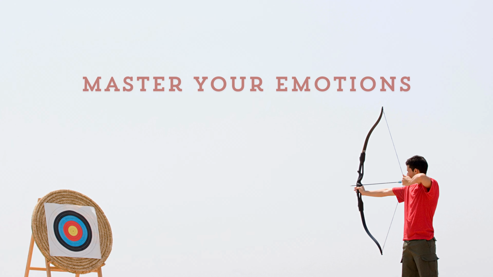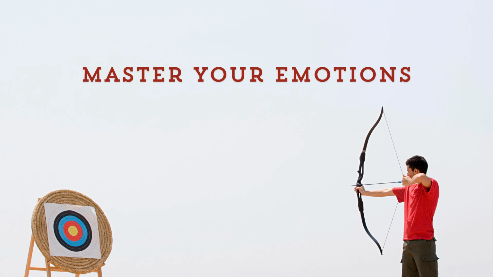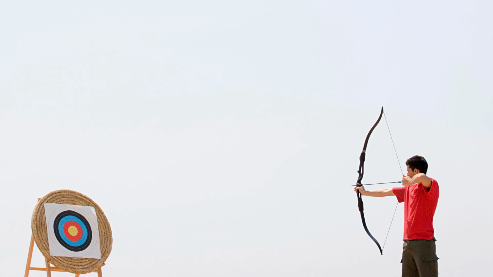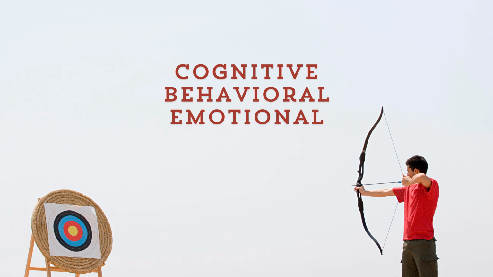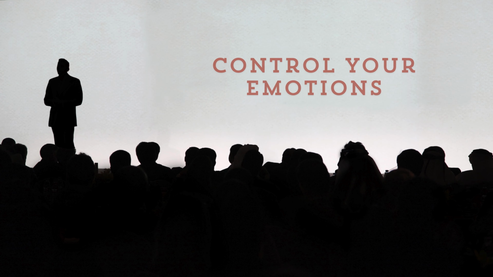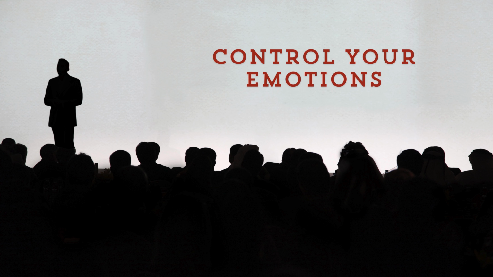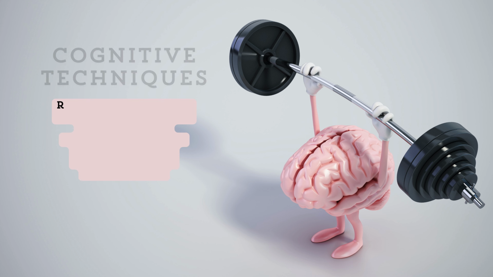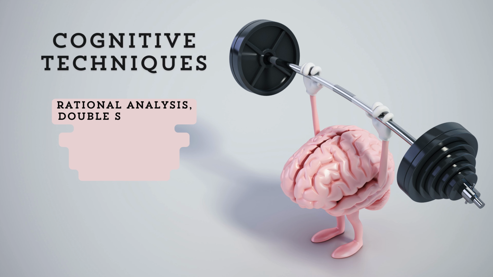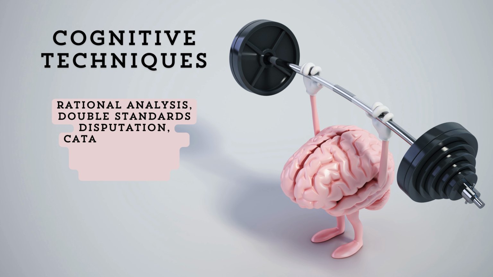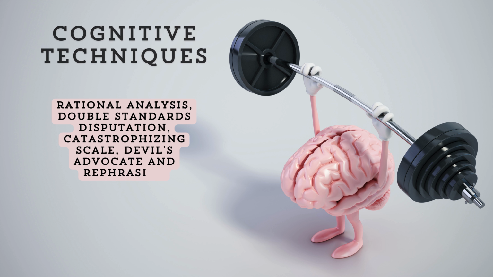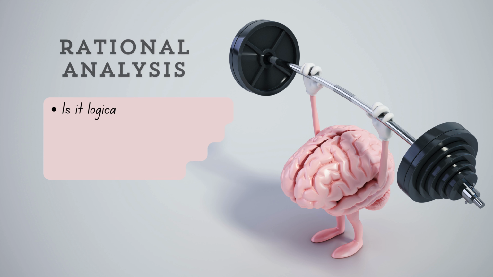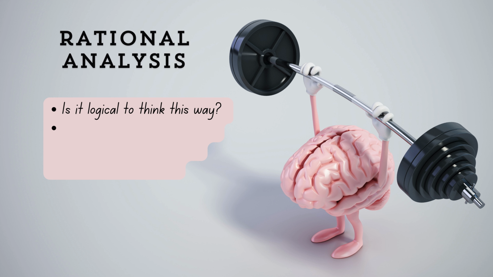There are several types of techniques you can use to master your emotions, and they all fall in those three categories: cognitive, behavioral, or emotional. Let's dive into some of those techniques and learn how you can better control your emotions during presentations. Some of the most known cognitive techniques for emotional control include rational analysis, double standards disputation, catastrophizing scale, devil's advocate, and rephrasing.